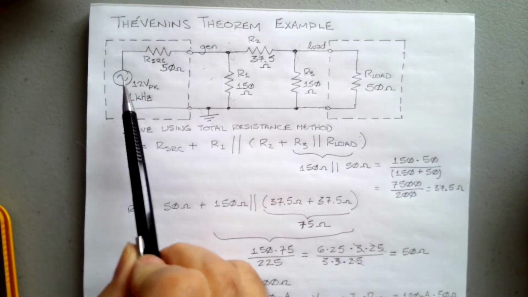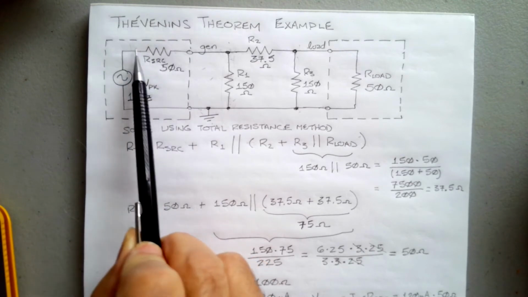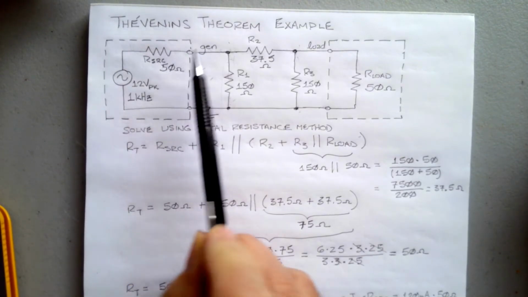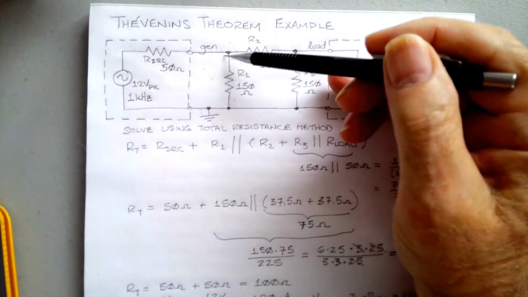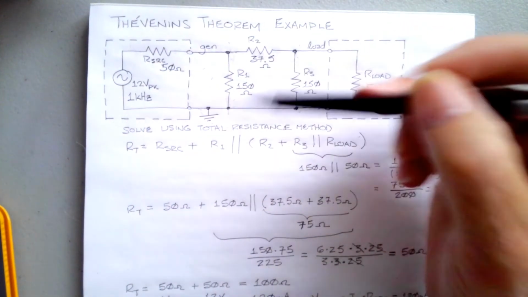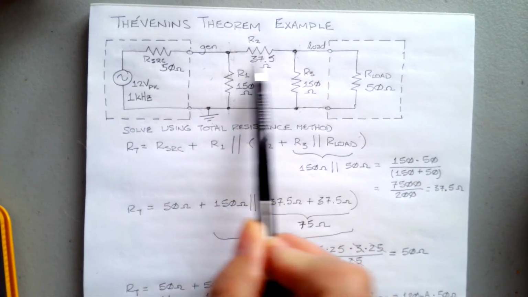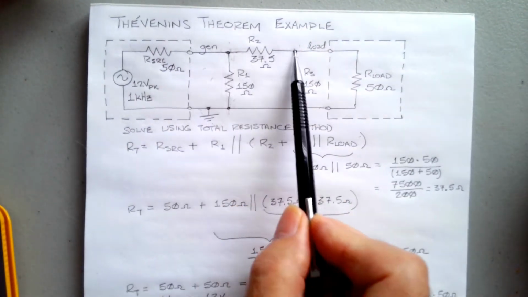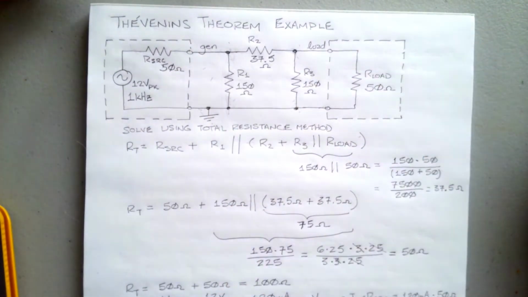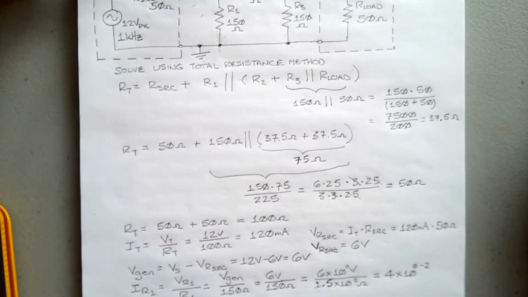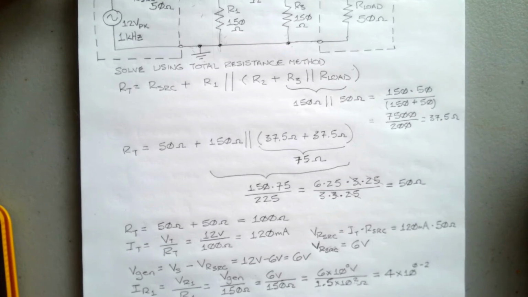Just like we said that 12 volts, minus our total current times our source here, which gave us 6 volts. 12 volts minus 6 volts gave us 6 volts across here. Well, this 6 volts minus 80 milliamps times 37.5 gave us 3 volts here. So this 6 volts minus 3 volts gives us a remainder of 3 volts. So V load, and that's obviously also equal to VR3, is equal to Vgen minus VR2.